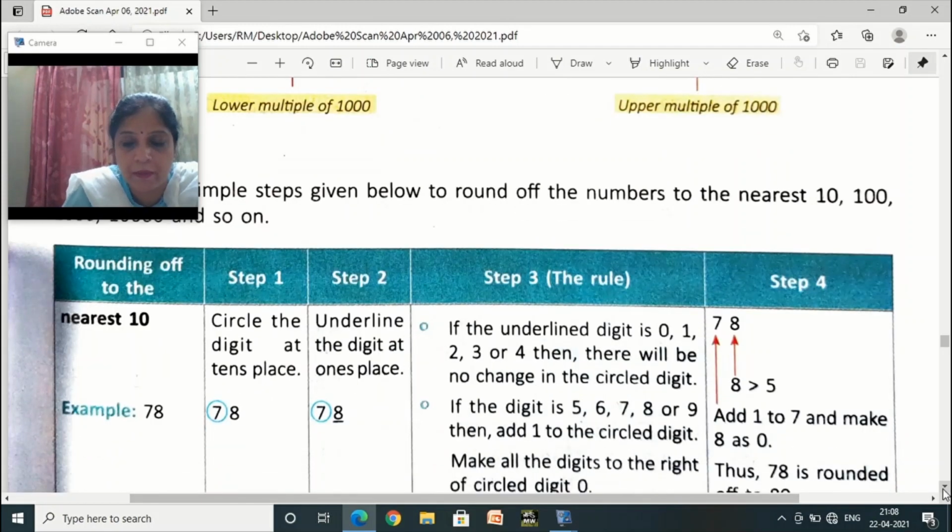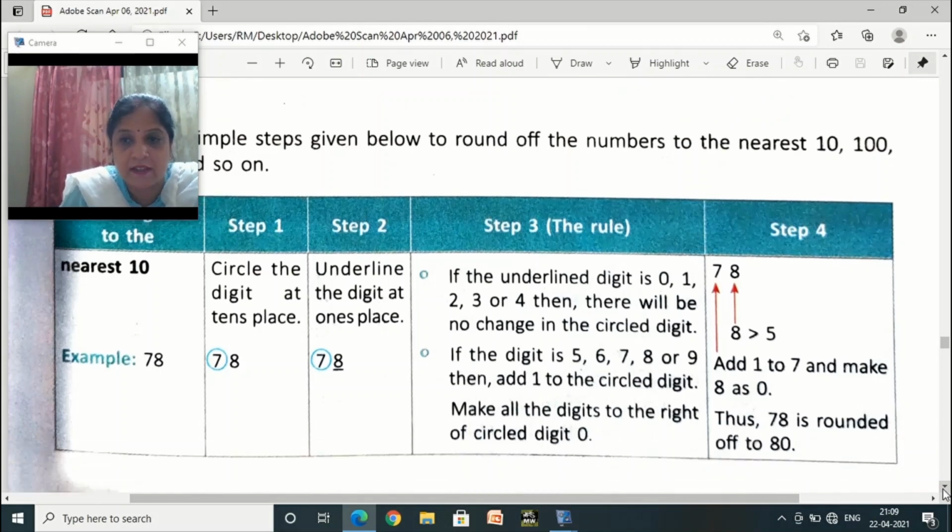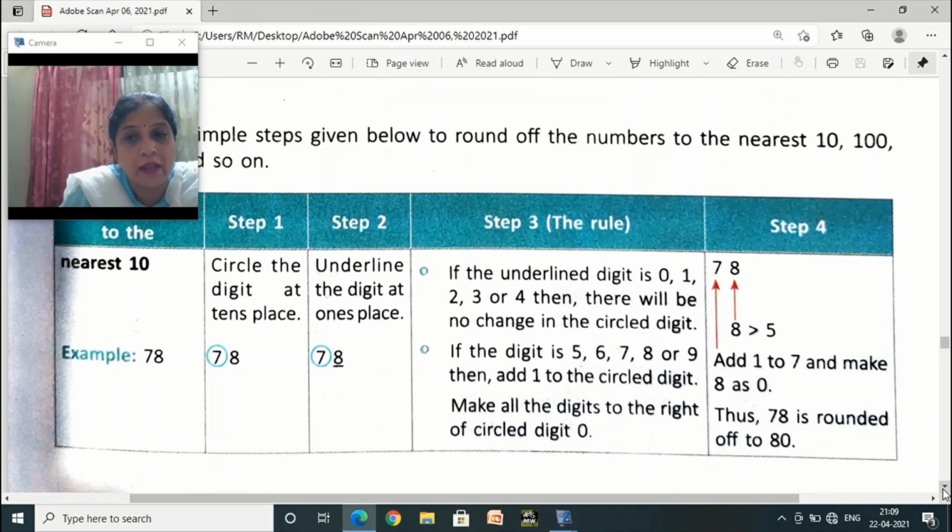And if the digit is 5, 6, 7, that means if it is greater than or equal to 5, then what we have to do? Then add 1 to the circled digit and make all the digits to the right of the circled digit as 0. Thus 78 will be rounded off to 80.